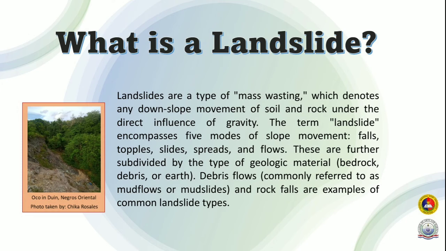What is a landslide? Landslides are a type of mass wasting, which denotes any downslope movement of soil and rock under the direct influence of gravity. The term landslide encompasses five modes of slope movement: falls, topples, slides, spreads, and flows. These are further subdivided by the type of geologic material: bedrock, debris, or earth. Debris flows, commonly referred to as mudflows or mudslides, and rock falls are examples of common landslide types.